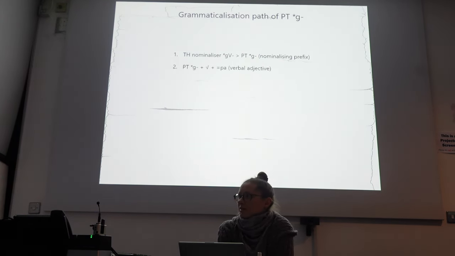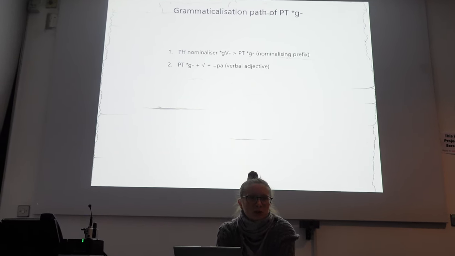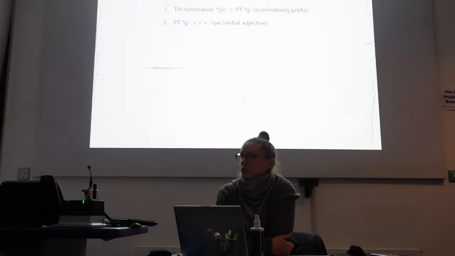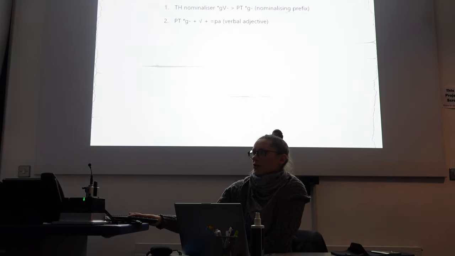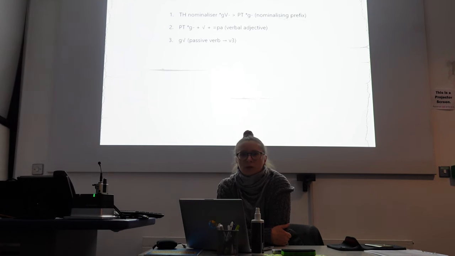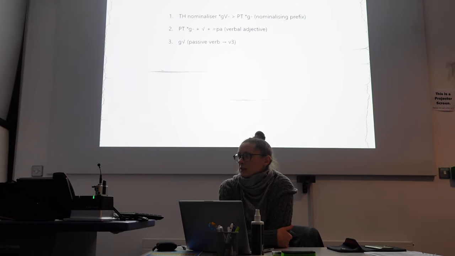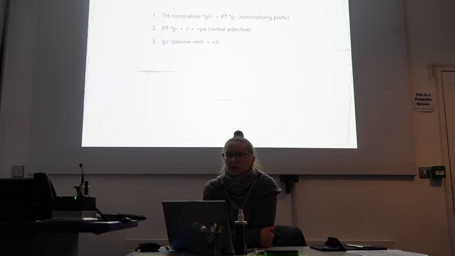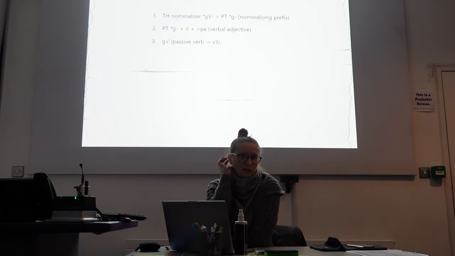In the second stage, verbal adjectives were built, as they are still being built in Limbu or in Tsoptum, by applying this nominalizing prefix G to a verb stem and adding another nominalizer pa. And finally, this whole verb form was reanalyzed as a passive verb, and at some point, most probably still in prehistorical times, these verbs were included into the paradigms of Tibetan verbs as forms which I call V3 forms.